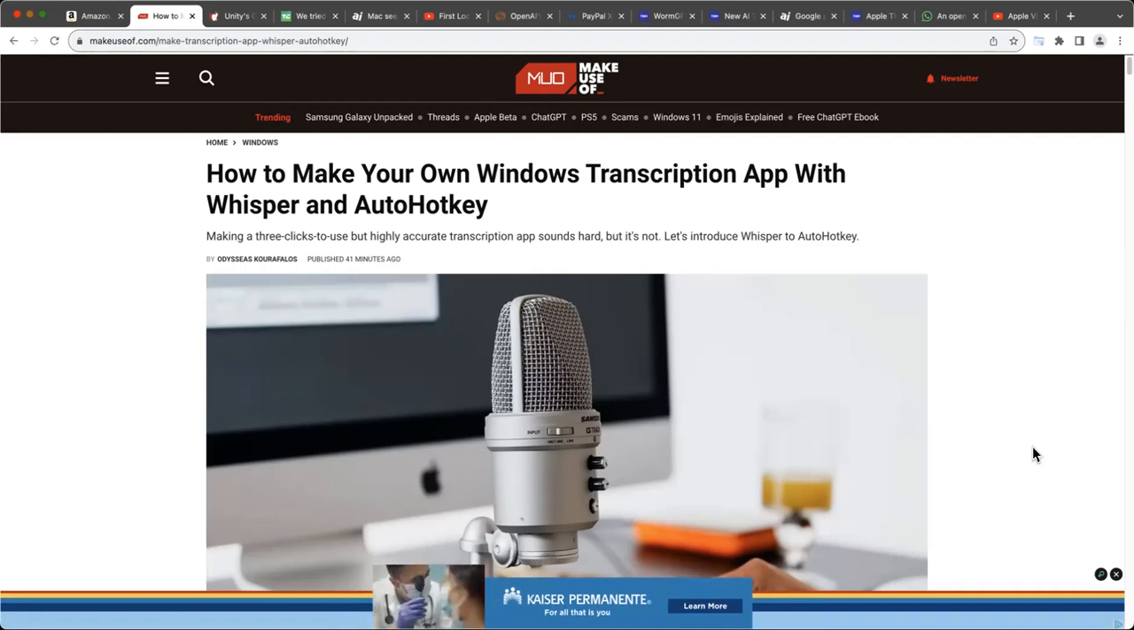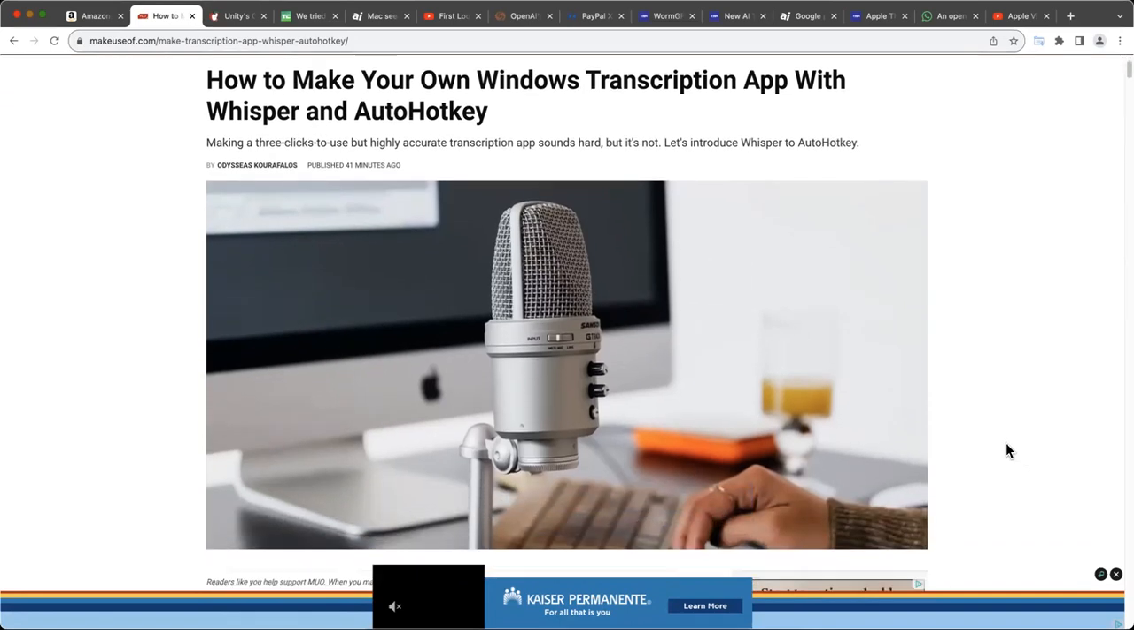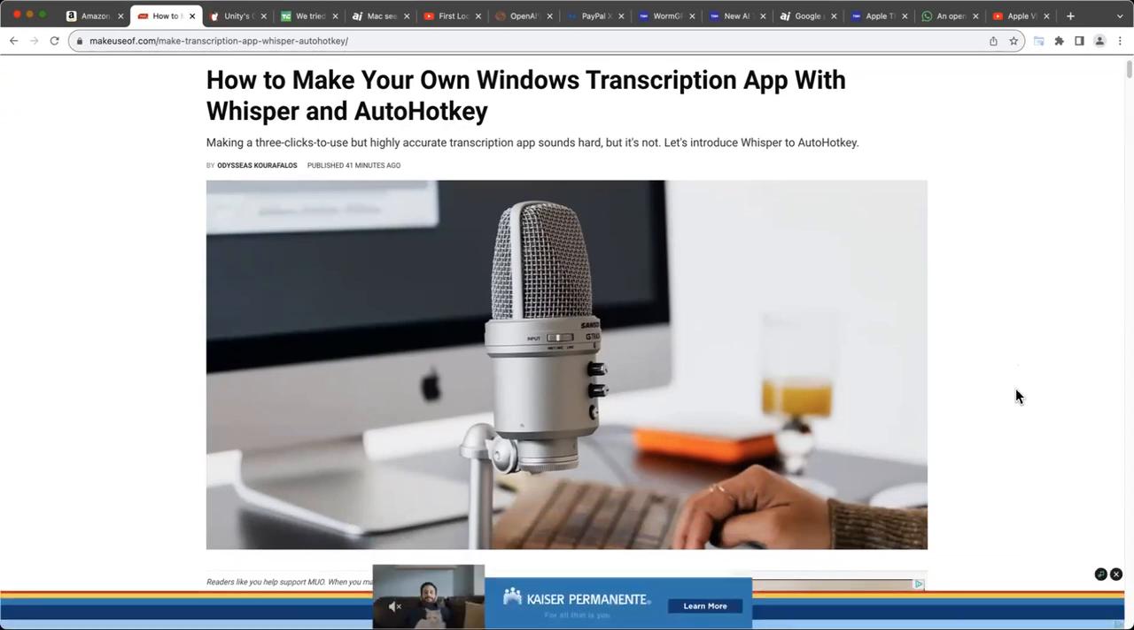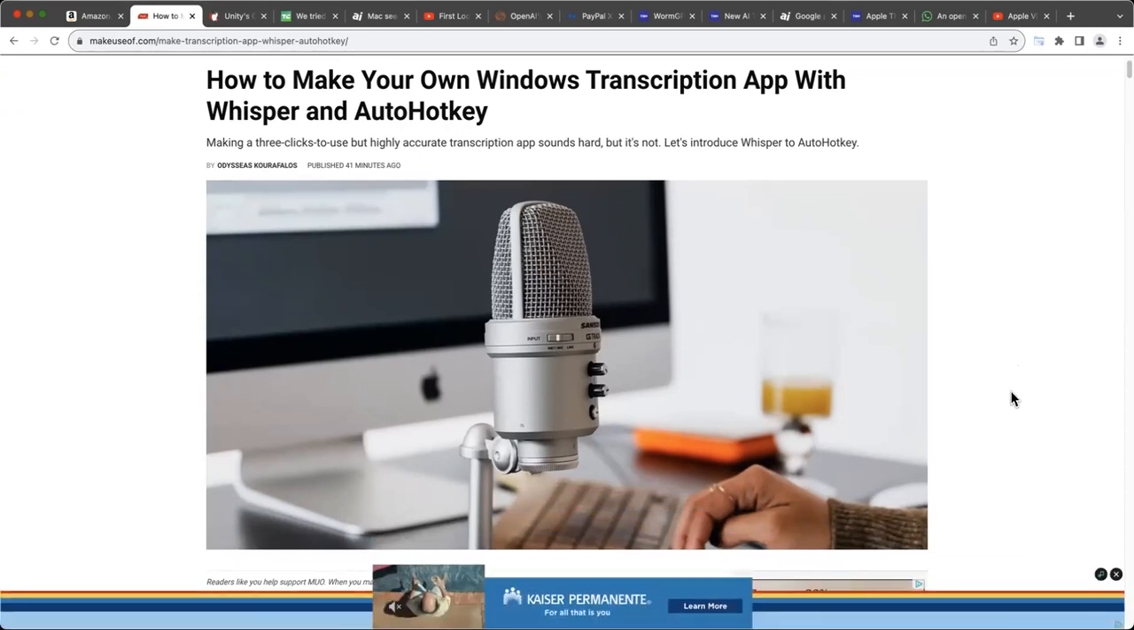It already knows about various technical jargon, and so it's very good at recognizing that. And what I saw, there were hardly any mistakes at all. It does make mistakes from time to time, but I was really surprised and impressed. So this is from Make Use Of, how to make your own Windows transcripts. Oh, Windows. This guy was using it on a Mac app with Whisper and AutoHotkey.